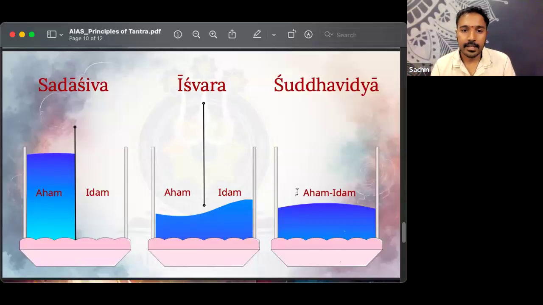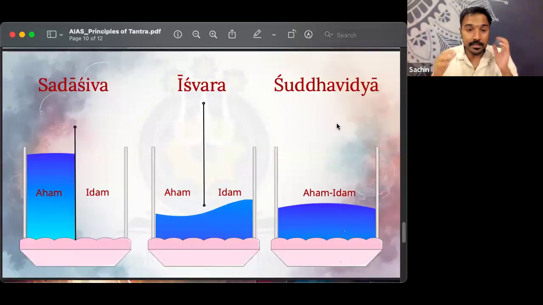And after a while, it settles down, so that Aham and Idam are the same. I consciousness and that consciousness settle down to an equilibrium. I and that are the same. So this is how pure consciousness, which has Prakasha and Vimarsha, or Shiva and Shakti within it, is descending towards building this universe.